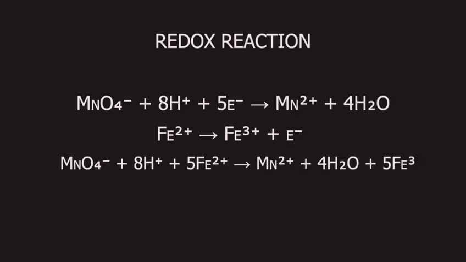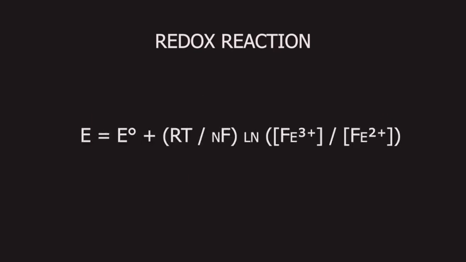In redox reactions, the Nernst equation helps determine the potential of a redox system. For example, in the reaction where potassium permanganate oxidizes ferrous ions into ferric ions in the presence of acid, the equation is E equals E naught plus (RT divided by nF) times the natural logarithm of the concentration of Fe3+ divided by the concentration of Fe2+. Here, the electrode potential depends on the concentration of Fe3+ and Fe2+ ions. To minimize fluctuations, the titration is carried out in the presence of an excess of acid.